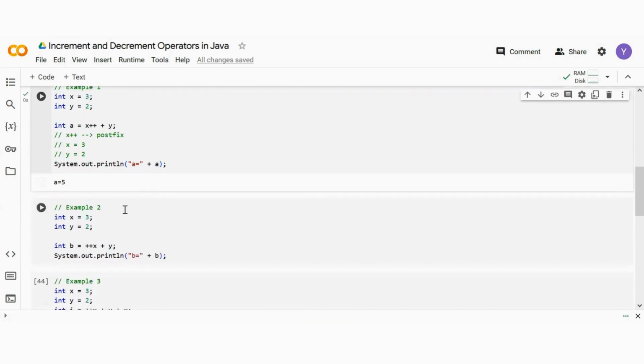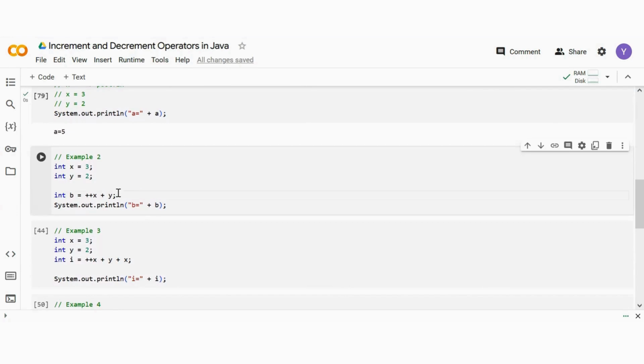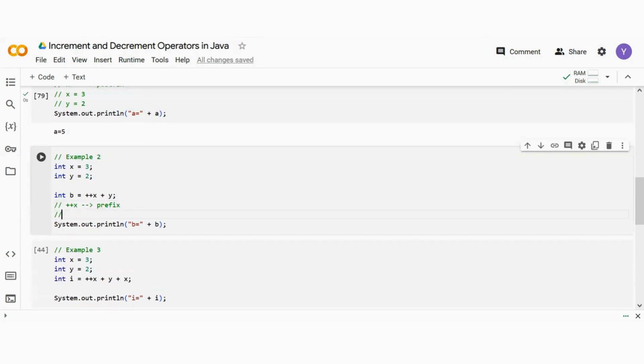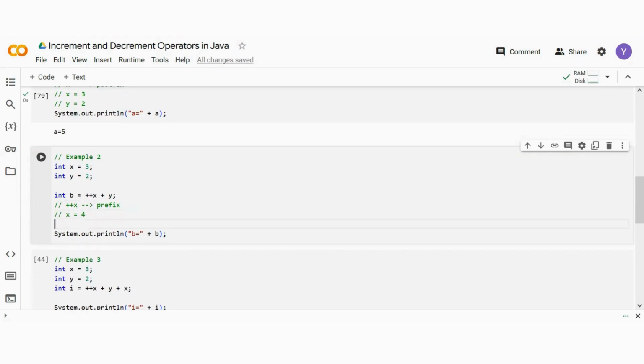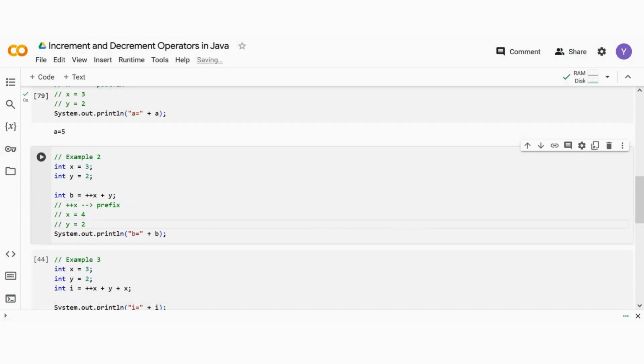For example 2, integer b is equal to ++x. So we know here ++x is actually prefix, which means I will first increase the value before I do the evaluation. So in this case, my x will be equal to 3 plus 1, that will be 4. And then my y will be equal to 2. b is equal to 4 plus 2, so my b will be equal to 6. Let's run it again.